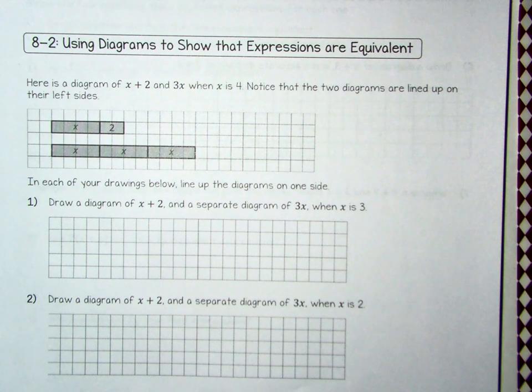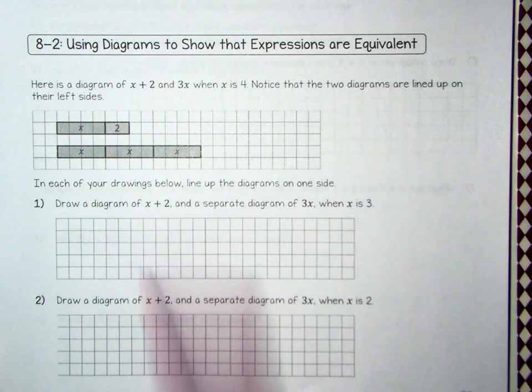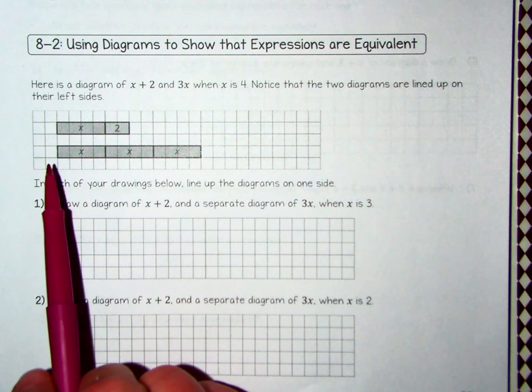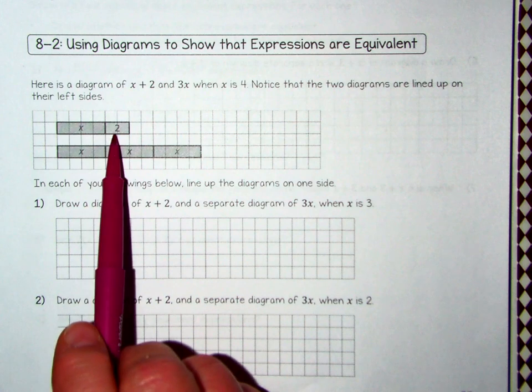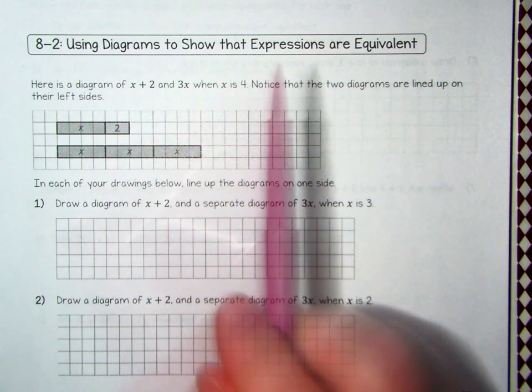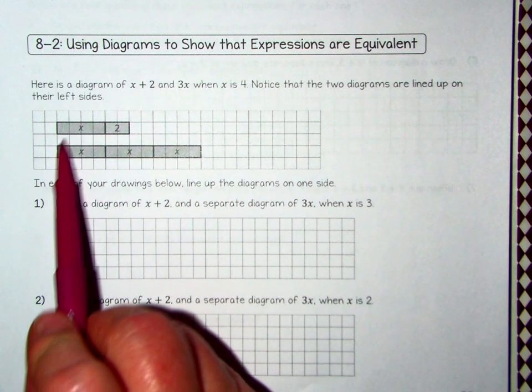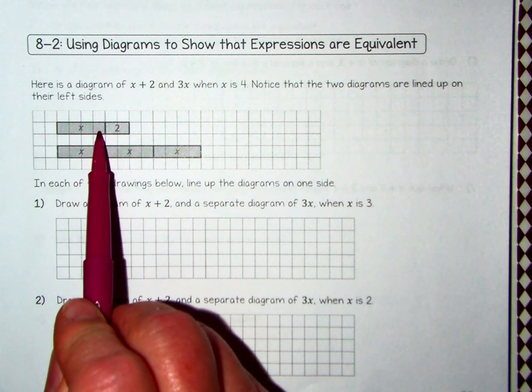All right, activity 8.2, using diagrams to show that expressions are equivalent. So this is just demonstrating how we could use diagrams to explore whether expressions are equivalent. So we've got some nice grids, and we're starting out with an example. Here's a diagram of x plus 2, so x and 2, and 3x, x, x, x, when x is 4. So you'll notice that each of the segments labeled x are made up of 4 boxes.